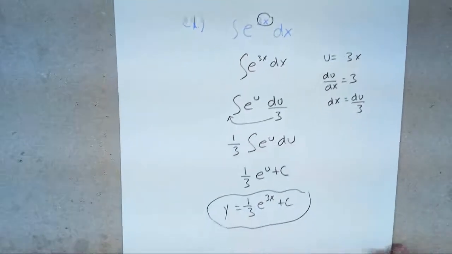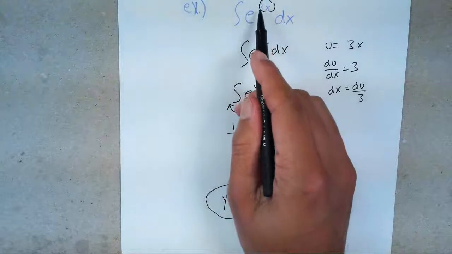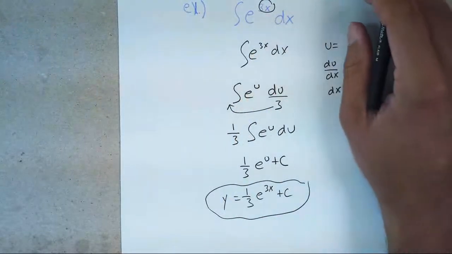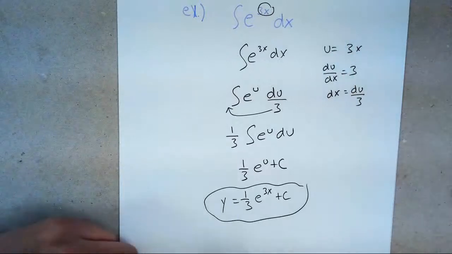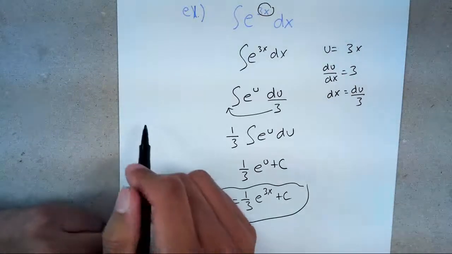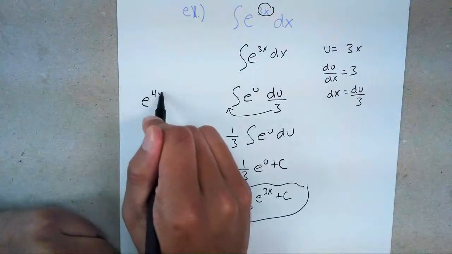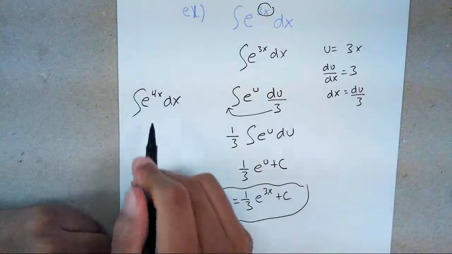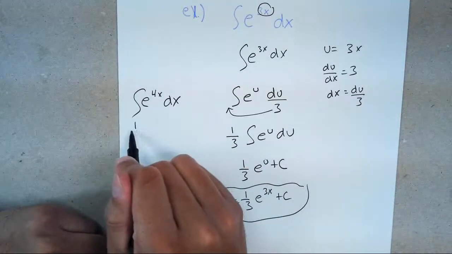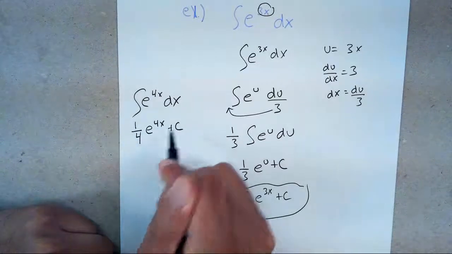Okay? Now there is a shortcut, and this works only if the exponent happens to be one single term times x, and not x to the second power or the third power, just x to the first power. A couple of examples: let's say I had e to the 4x and want to integrate this with respect to x. This answer is going to become 1/4 e to the 4x plus c.